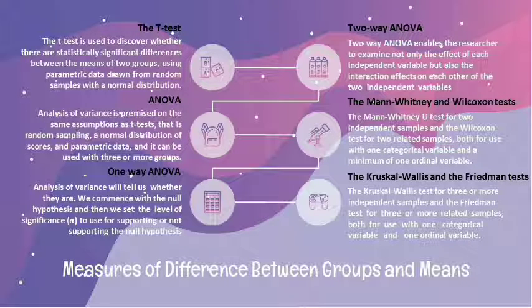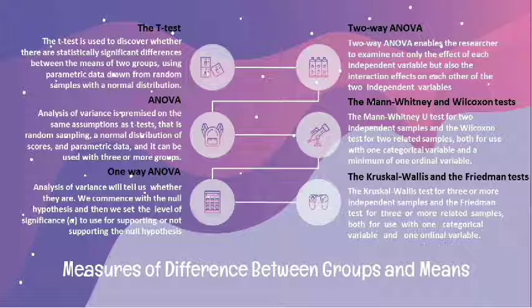Next, measures of difference between groups and means. The first one is the t-test. The t-test is used to discover whether there are statistically significant differences between the means of two groups. Next, ANOVA. Analysis of variance is premised on the same assumptions as the t-test, that is random sampling, a normal distribution of scores and parametric data, and it can be used with three or more groups.